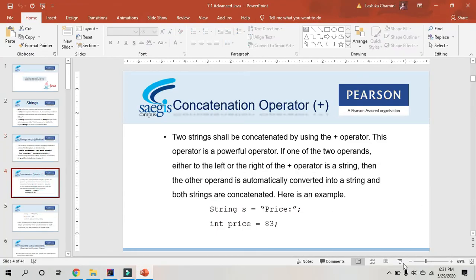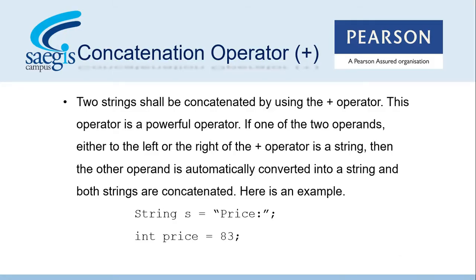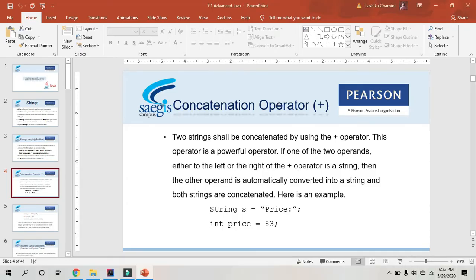Next we'll see the concatenation operator of a string. We can concatenate two strings using the plus operator, or addition operator. This is a powerful operator. If one of the two operands, either the left one or the right one, is a string, then the other operand is automatically converted into a string, and then both strings are concatenated. So if you concatenate a string and a number, the number will automatically be converted into a string. We'll see this example also.